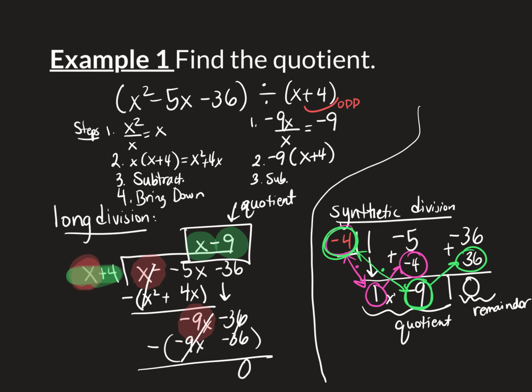And then I'm at the end. I don't have any more numbers in order to do x. X to the 0 power is it. So my final answer is going to be 1x, so 1x minus 9. That's the quotient. That's how you do it with synthetic division. Let's go on to example 2.